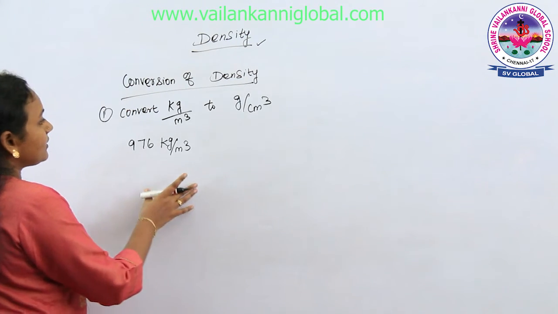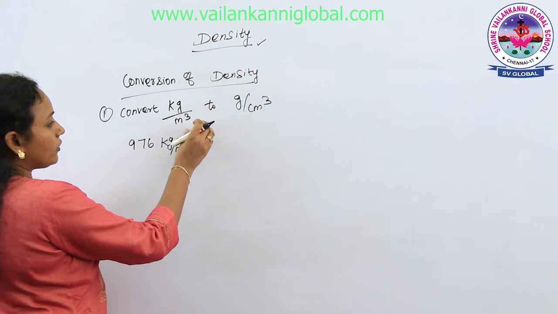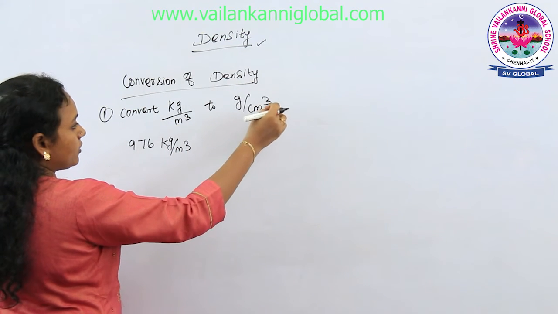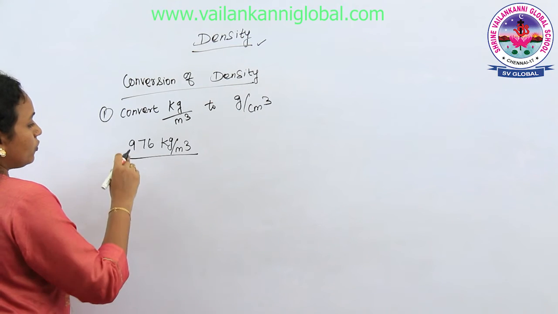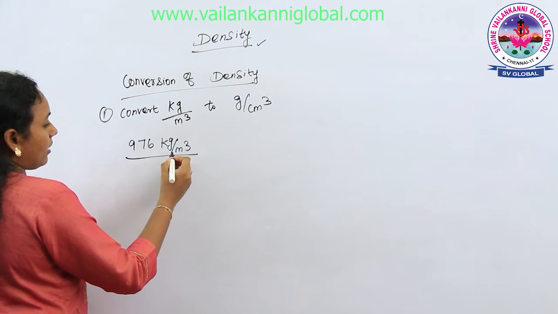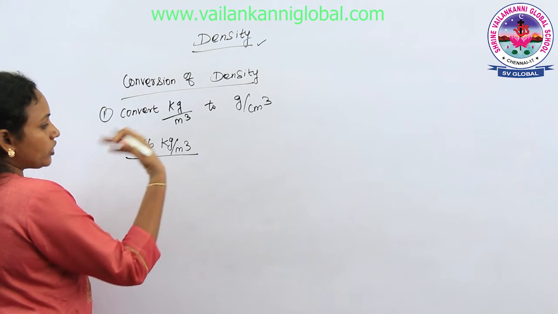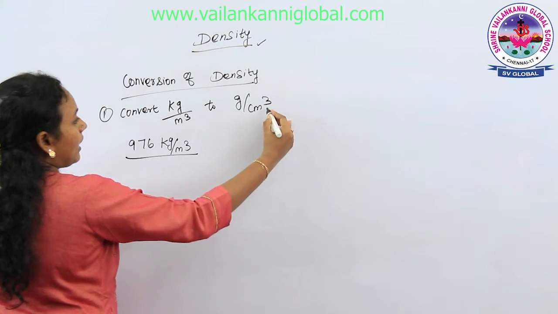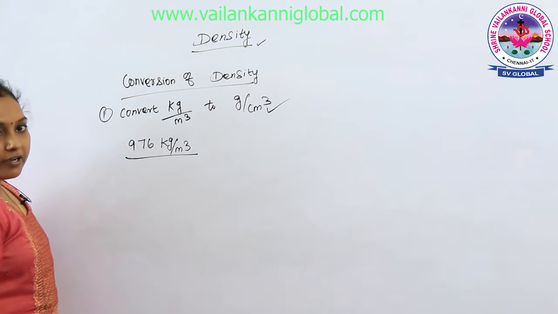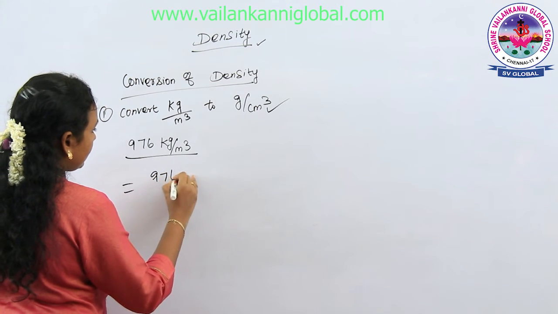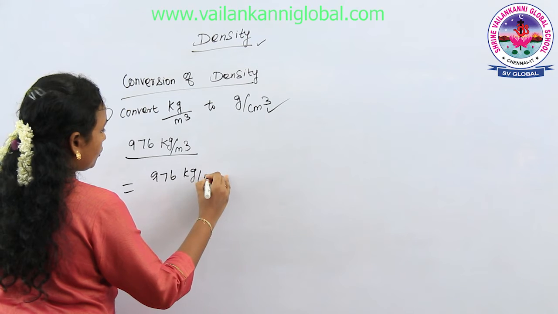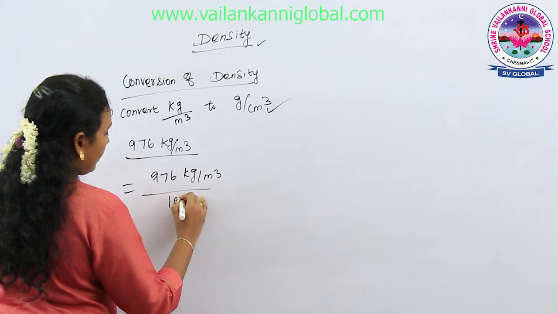So the next one, let's convert kilogram per meter cube to gram per centimeter cube. Let us consider this example: 976 kilogram per meter cube. We are going to convert this number into gram per centimeter cube. For that we have to divide by 1000. So 976 kilogram per meter cube, we are going to divide by 1000.